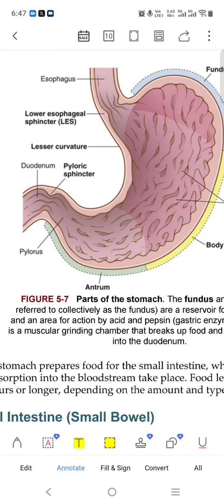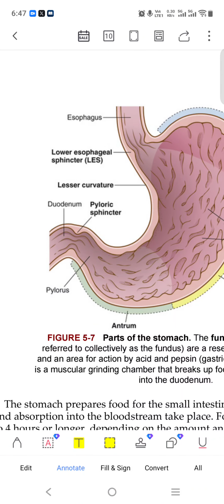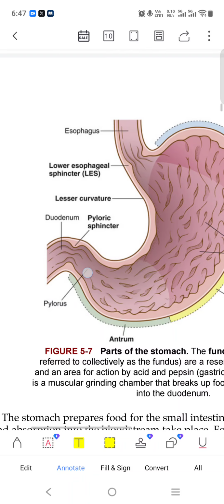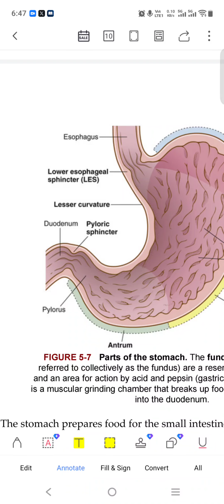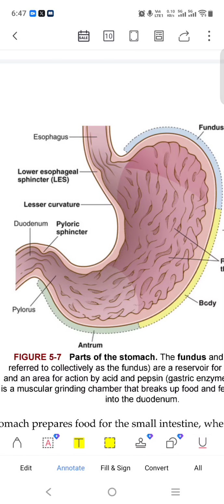Antrum is the downside portion of this. Pylorus means the moving area downside. Just at the end of the stomach is the pyloric sphincter, the moving area. A little bit further is the pylorus, and after this the duodenum is given. This is the further downside area. Lesser curvature is this, you can see.